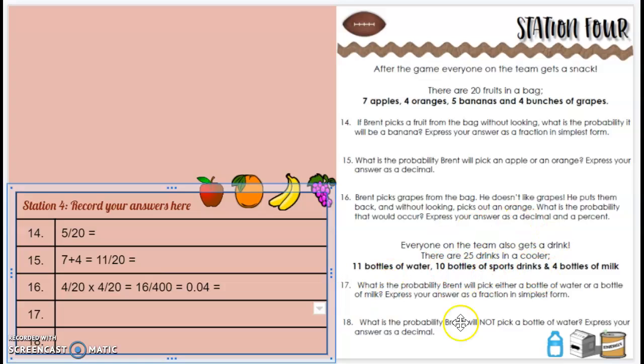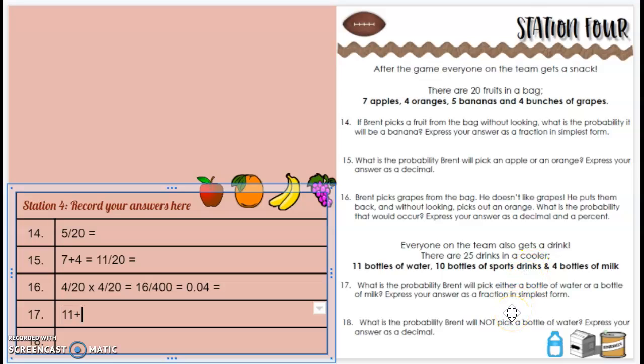All right, 17, we have this little bit we're going to do down here. Everyone on the team also gets a drink. There's 25 drinks in the cooler, 11 water, 10 sports drinks, and 4 bottles of milk. What is the probability Brent will pick either a bottle of water or a bottle of milk?